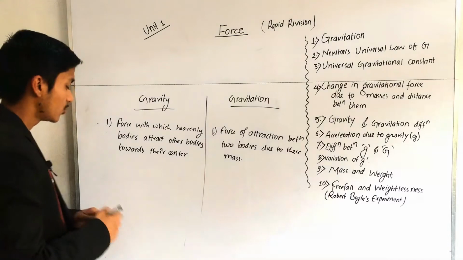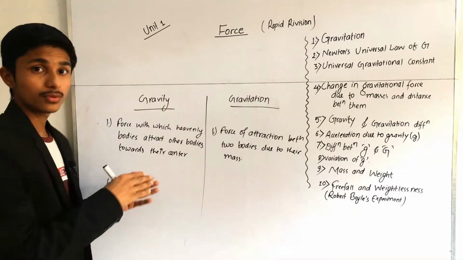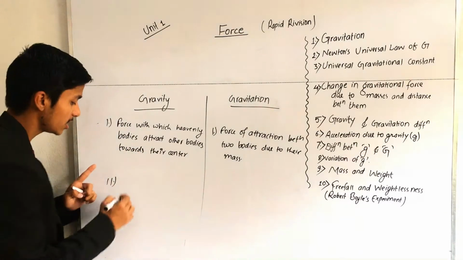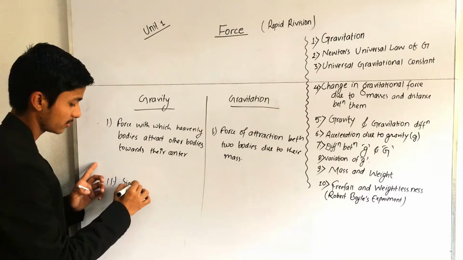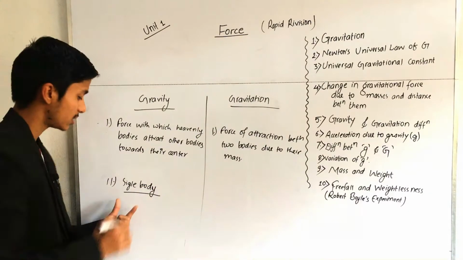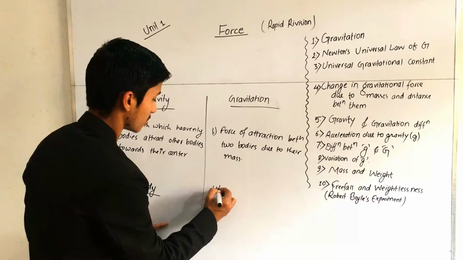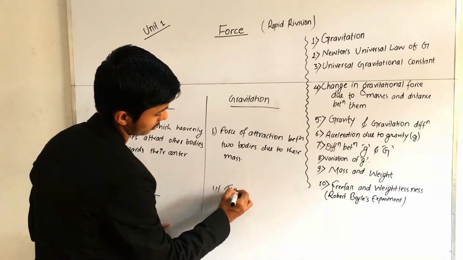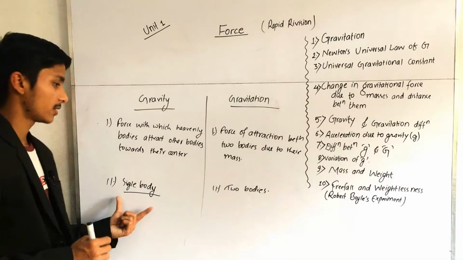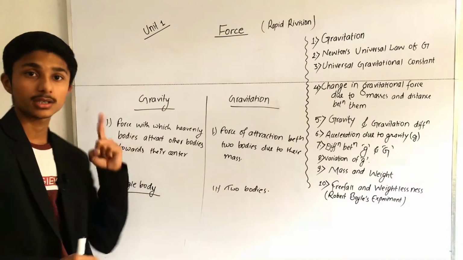In the next point we write: gravity is a force that depends upon only a single body, and gravitation depends upon two bodies. Okay, this depends upon two bodies and this depends upon a single body.